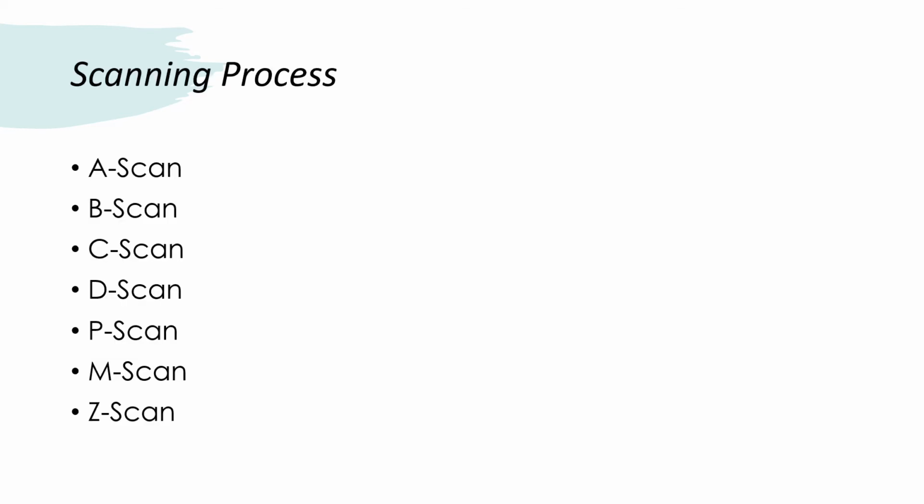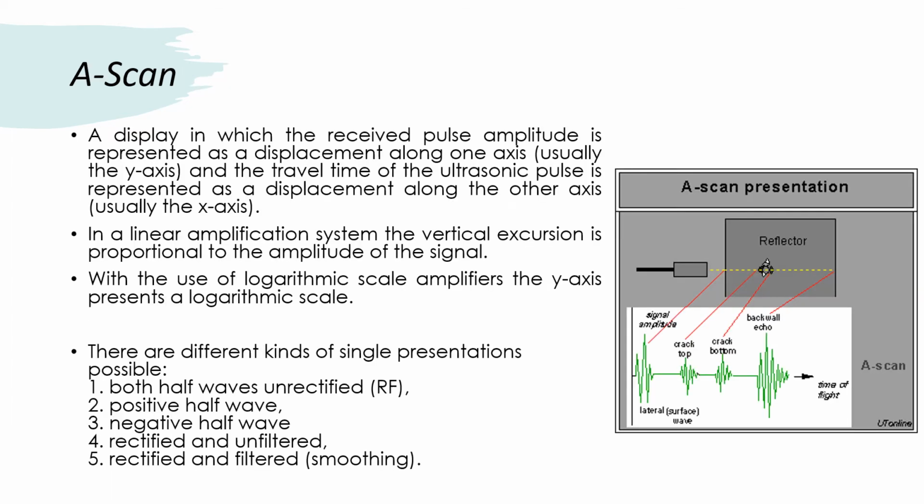Now, coming to the scanning processes. There are various types of scanning processes. Among them, the most important are the A scan, B scan, C scan, D scan, E scan, M scan and Z scan. So there are 7 scan processes. So students, let's start with the A scan process.